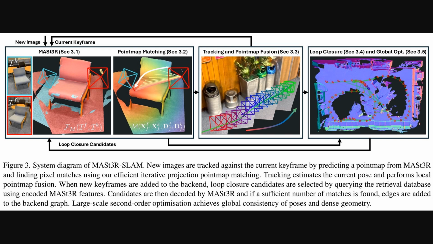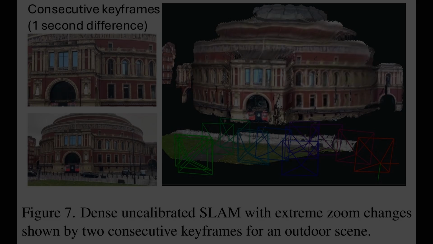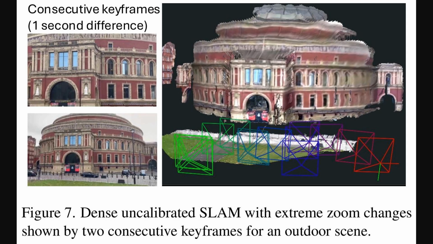Okay, so building on that, this figure here actually lays out the whole system diagram for MASt3R-SLAM. We saw the MASt3R part before, but this shows how it fits into the full pipeline, followed by efficient point map matching, then tracking the camera pose and fusing the point maps, and finally handling loop closures and global optimization for a consistent map.